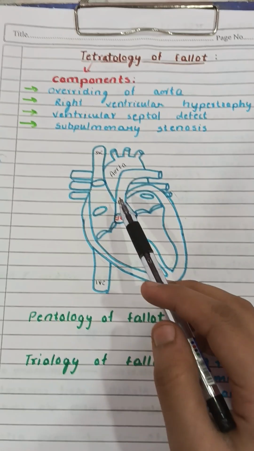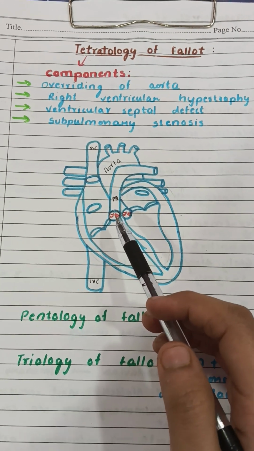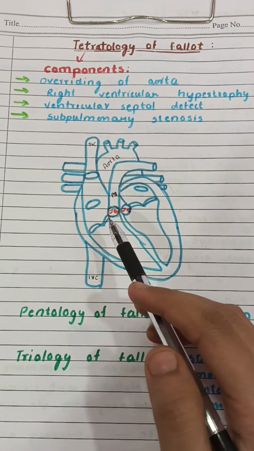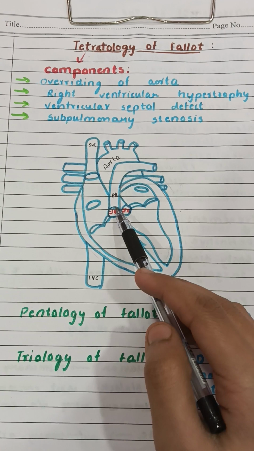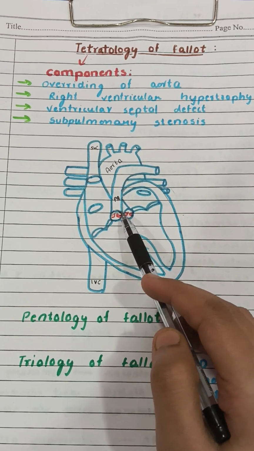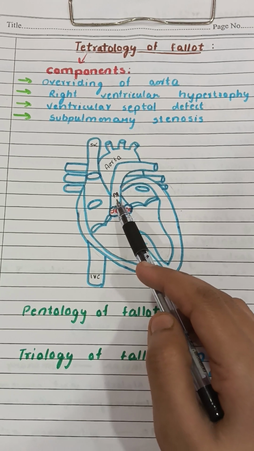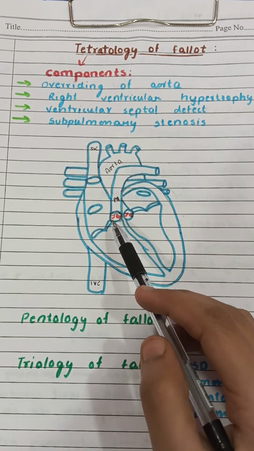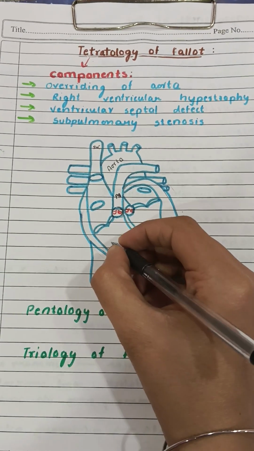Now, as we know, in tetralogy of Fallot there is right ventricular outflow tract obstruction. Means if this is the right ventricle, there is subpulmonary stenosis, which will lead to obstruction to the flow of blood to the pulmonary artery. As the obstruction continues, what will happen? To overcome that, right ventricular hypertrophy will occur.